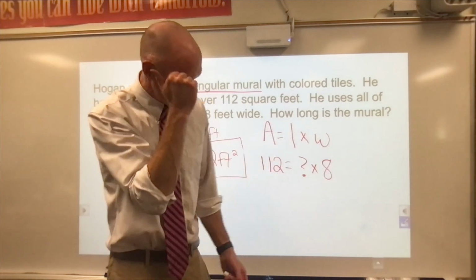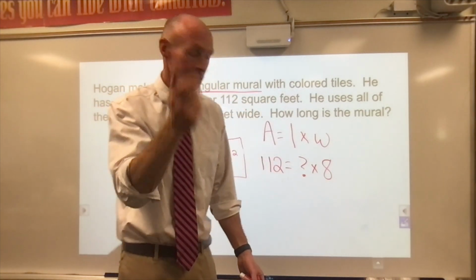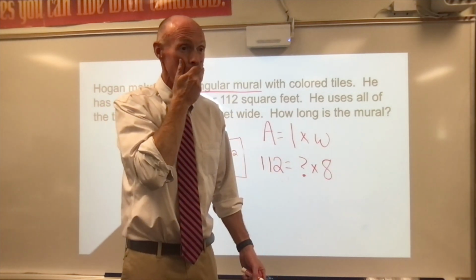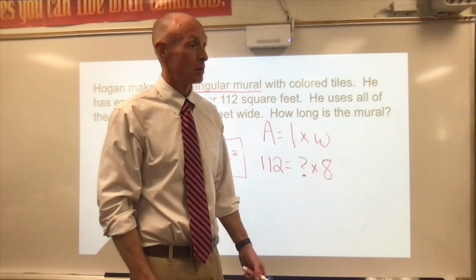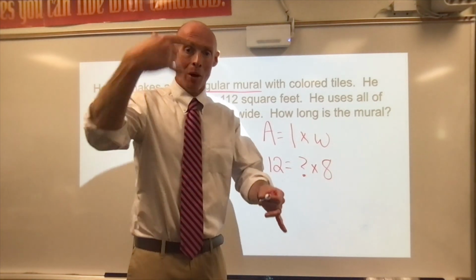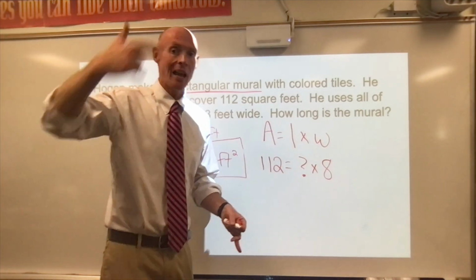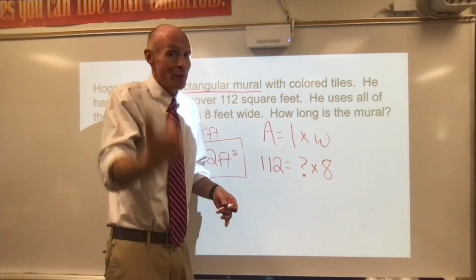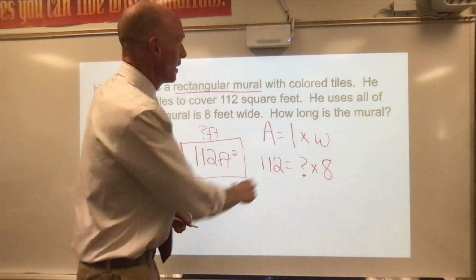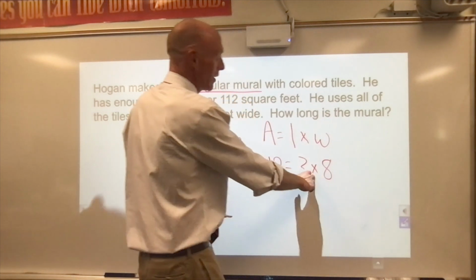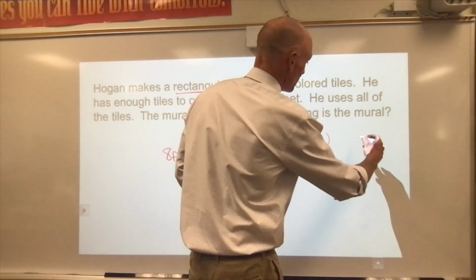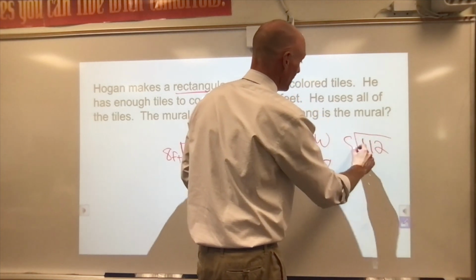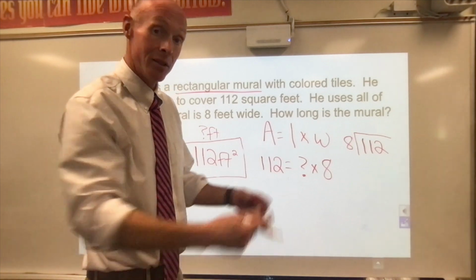8, 16, 24, 32. Multiplying by 8 in your head and counting is one way to get there. But if you know a little division action, you could figure it out. 112 equals what number times 8? To solve this, take your 112, divide it by 8. We're going to get into division in a little bit. This is a little review though.